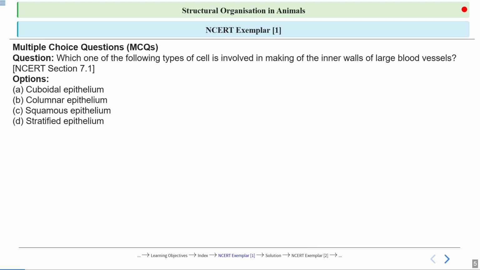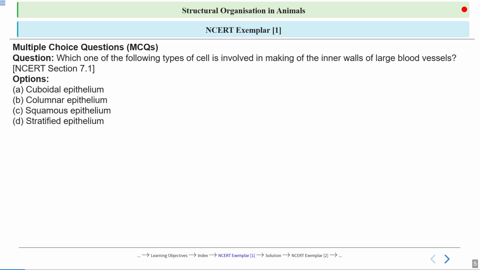So let us start today's session with the first question. Which one of the following types of cell is involved in making the inner walls of large blood vessels? This question is from NCERT section 7.1 and the options are: A. Cuboidal epithelium. B. Columnar epithelium. C. Squamous epithelium. And option D says stratified epithelium, right?